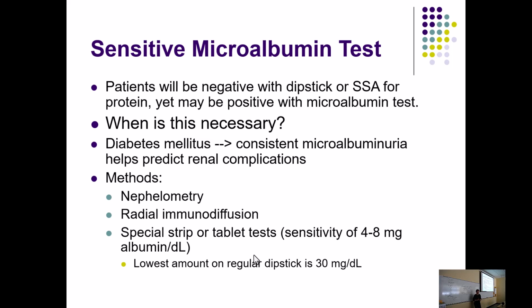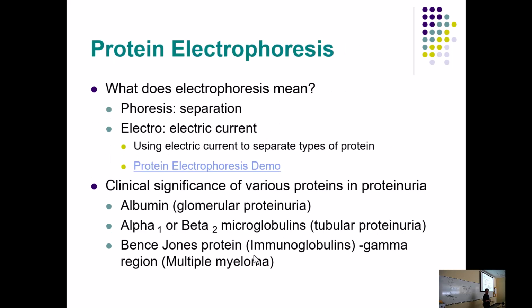Patients who are negative on dipstick or SSA may still be positive for microalbumin. So when do we do this? A lot of diabetic patients are going to get microalbumin tests, because it's an early indicator of kidney disease. Methods include nephelometry, radioimmunodiffusion, and special strips. The lowest amount on a regular dipstick we're going to see is 30 milligrams per deciliter. If it's less than that, a regular dipstick may not pick it up, and that's called a microalbumin test.